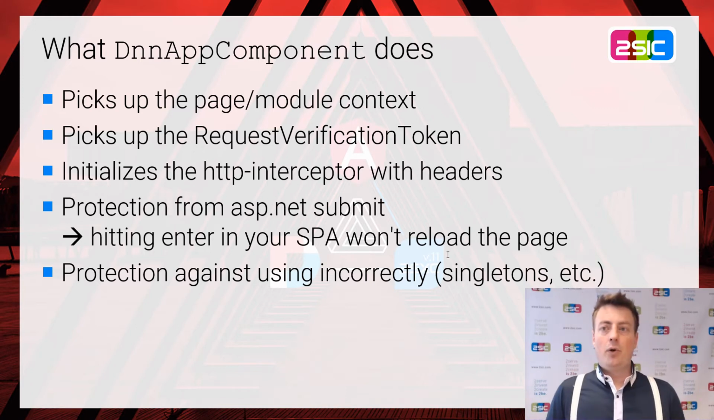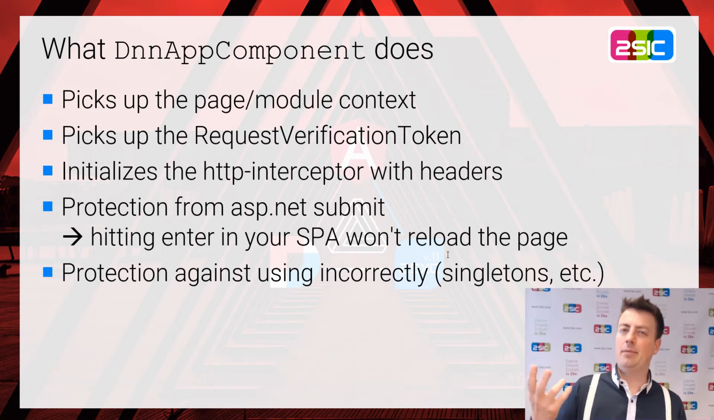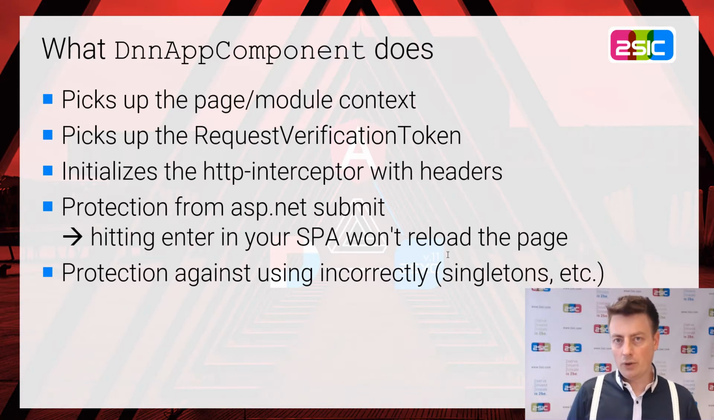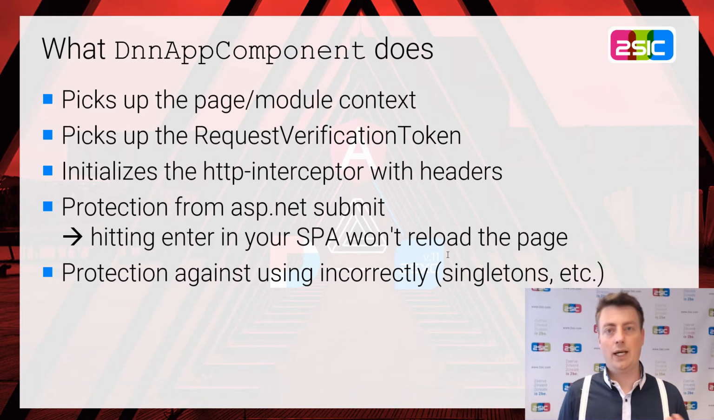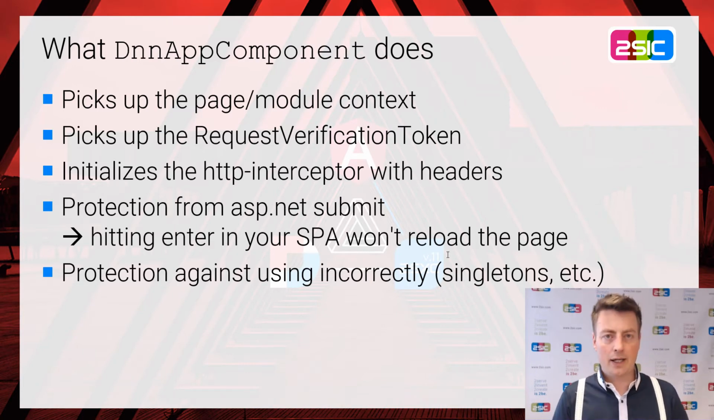So the Dnn App component, when we're inheriting it, will pick up the page and module context. That's because a lot of the backend calls will need headers like tab ID 75 or module ID 1240, so that the backend knows what page a user is on and what module. It's also going to pick up the security token, because otherwise the backend will refuse to answer HTTP calls. It's going to initialize the HTTP interceptor and make sure that all the calls to DNN will have the headers. And it's going to automatically disable enter equals submit, which will break so many Angular apps.